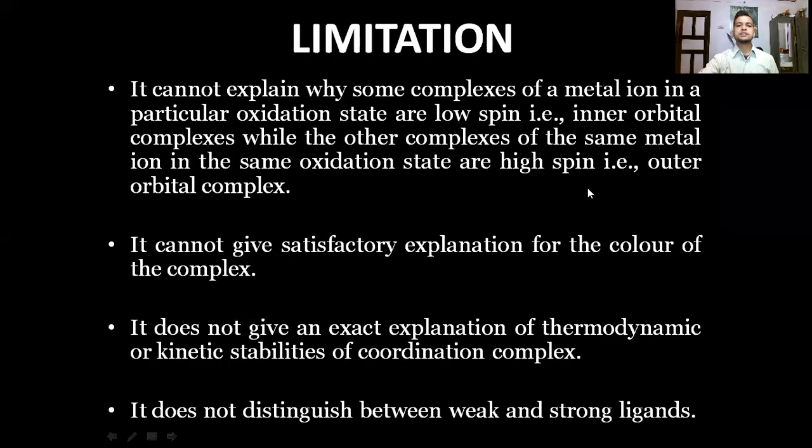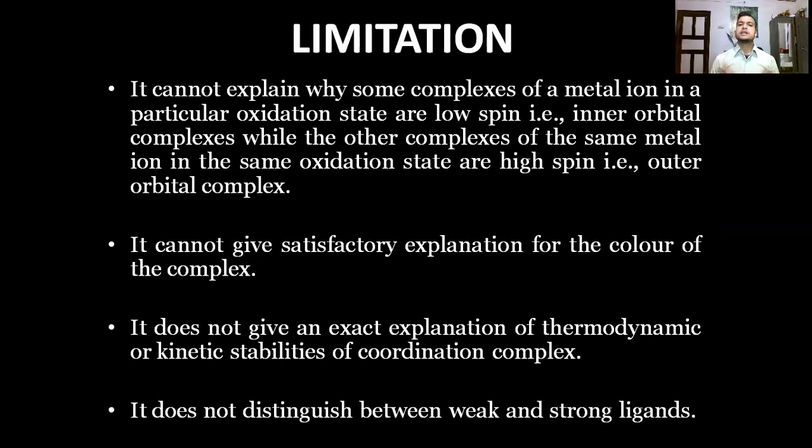Okay, so now let us finally go for the limitations of valence bond theory. So remember that valence bond theory cannot explain why some metal complexes are inner orbital complexes, some are outer orbital complexes. There is no explanation. Okay, it tells us that one is d2sp3 and the other sp3d2. It tells us that it pairs up the electrons in one case. Why does it happen? There is no clear-cut explanation from the valence bond theory.